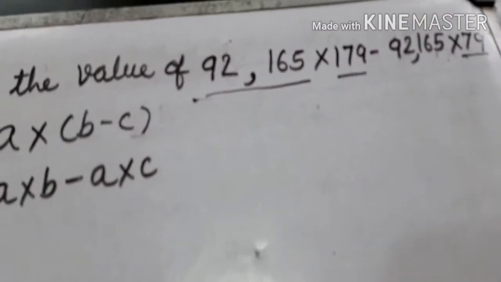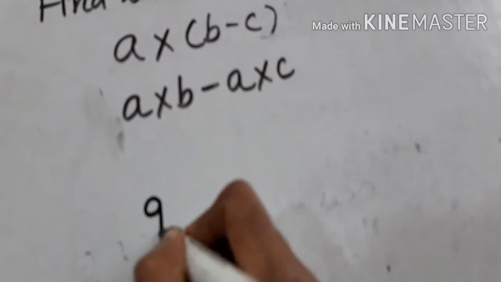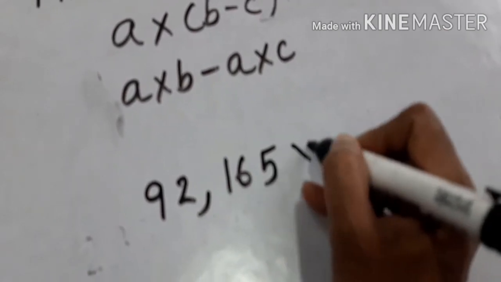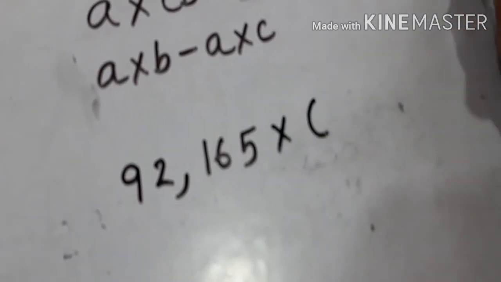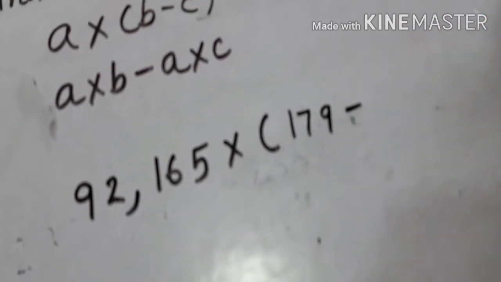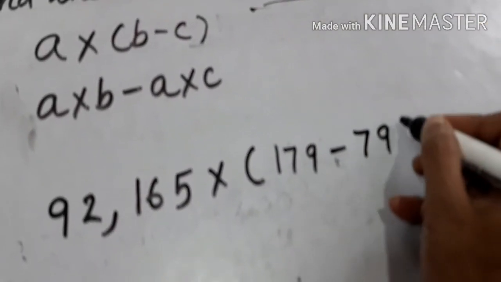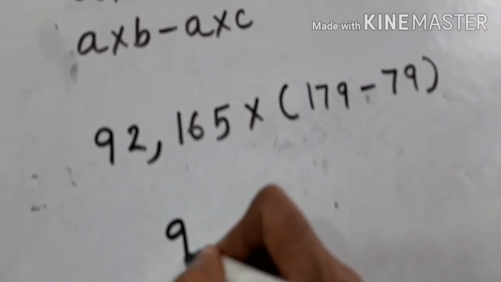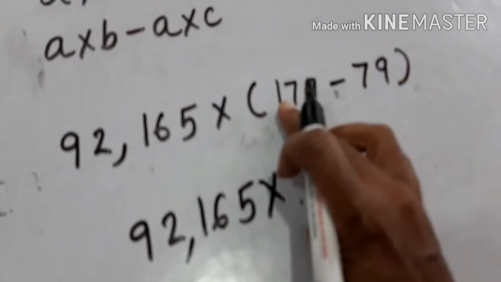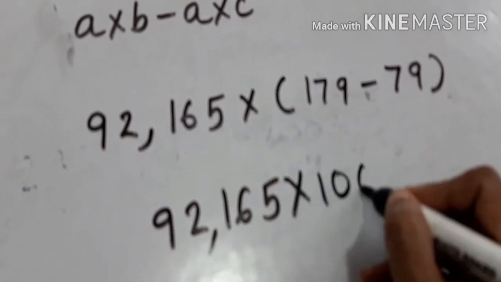So we can take this number as a, that is, I am writing here 92,165 multiplied by in bracket. This is representing b, so I am writing here 179. This is representing c, this number, so I am writing it here, bracket close. Now 92,165 multiplied by, from 179, when you subtract 79, you will get 100.